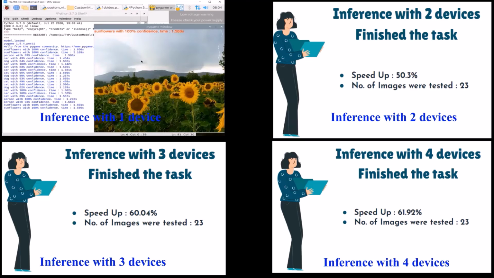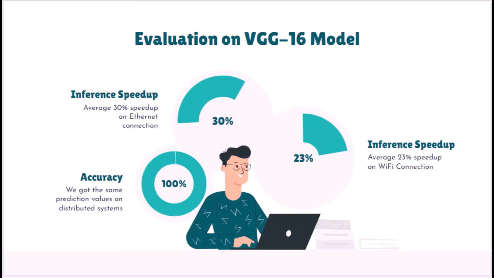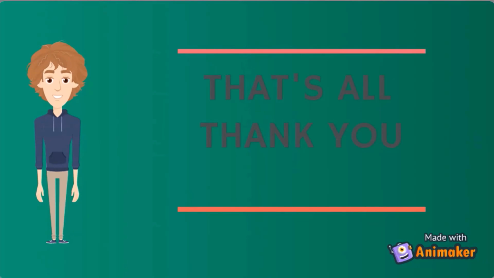This result may vary according to the model architecture. So this is one of our major evaluations, which is based on the VGG16 model. Here, we got nearly 30% speed up in Ethernet communication and nearly 23% speed up in Wi-Fi connection. So that's all. Thank you.